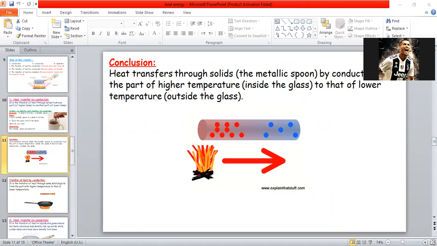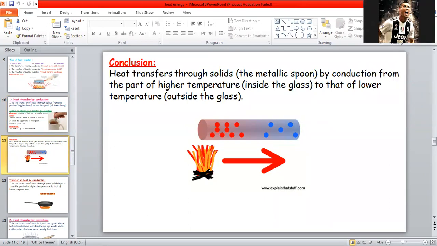So the heat transfers through a solid object, through the solid metallic spoon, by conduction from the part at higher temperature. Here, the red one is the higher temperature, so it transfers to the blue one. This is the lower temperature, or the end of the metallic spoon.